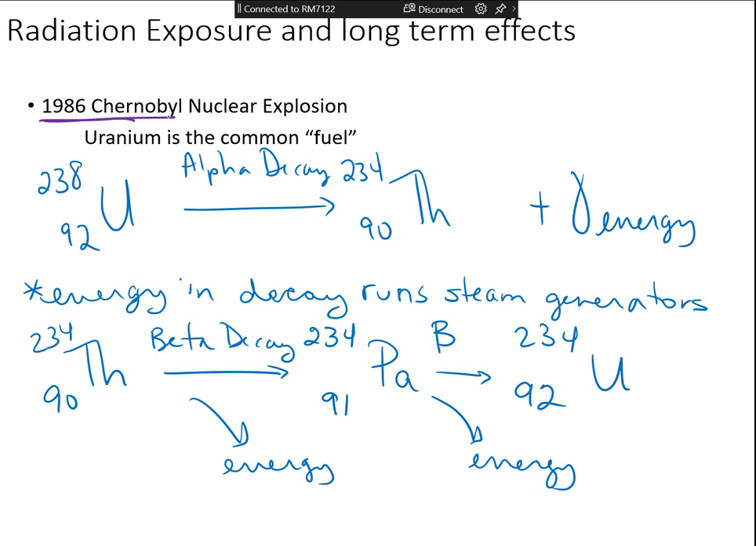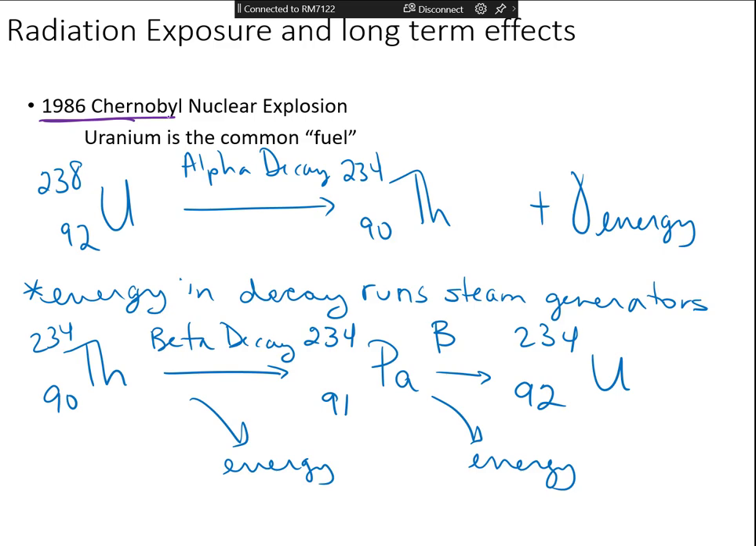So here's what this is like. Uranium undergoes alpha decay. When it does, remember, the mass drops by 4. The atomic number drops by 2. It converts to thorium and it releases gamma energy. So that energy starts to heat this water. But the thorium's not done.